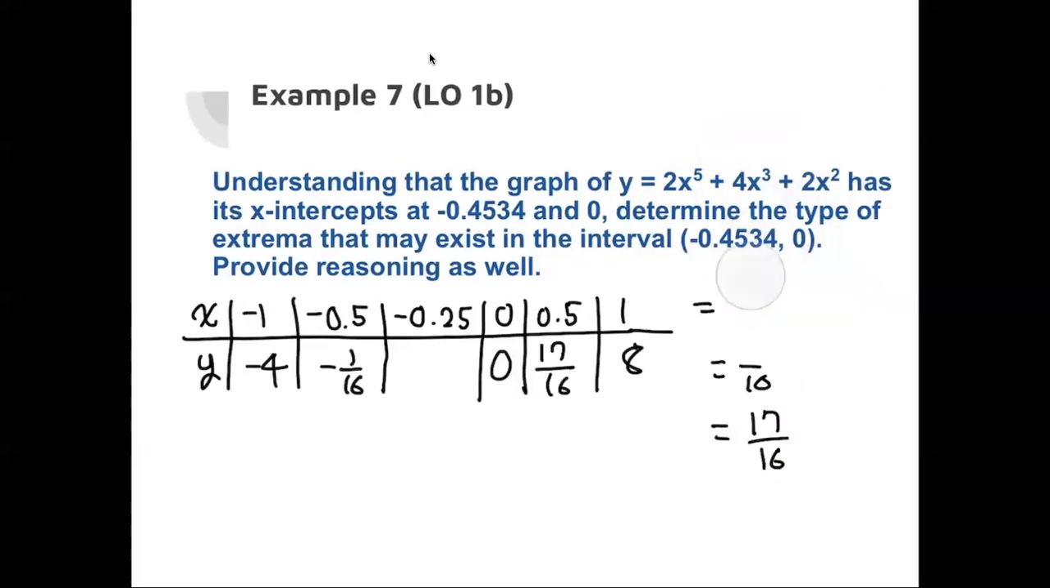Okay, now let's do the terrible thing here. Okay, -0.25 is the equivalent of -1/4, right? Yes.